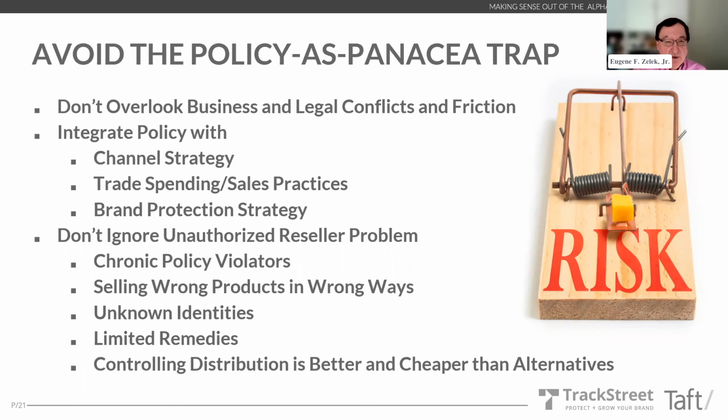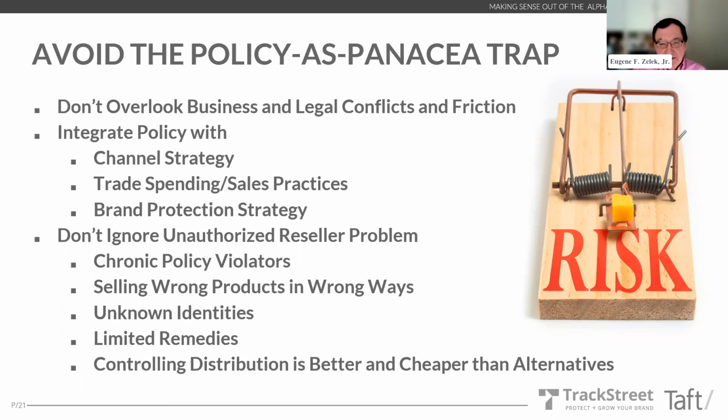From an external point of view, you've got to deal with unauthorized resellers. You can't have a good policy that's successful if you have uncontrolled distribution. So you need to add some control at least into who gets your product, because simply there should be some people who shouldn't have it. And it's easy enough to talk about selective distribution, which is common with consumer durables. It's harder when you talk about intensive distribution with consumer packaged goods.